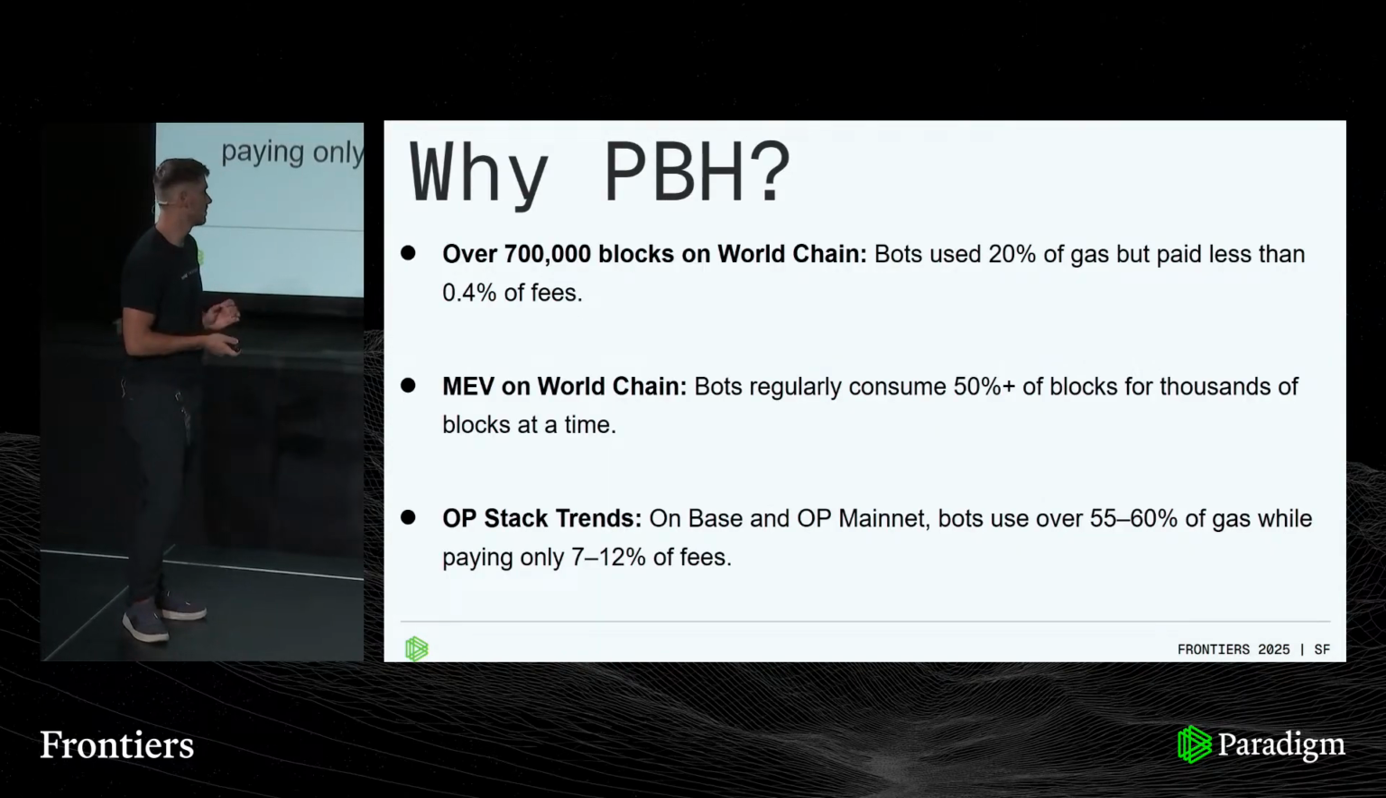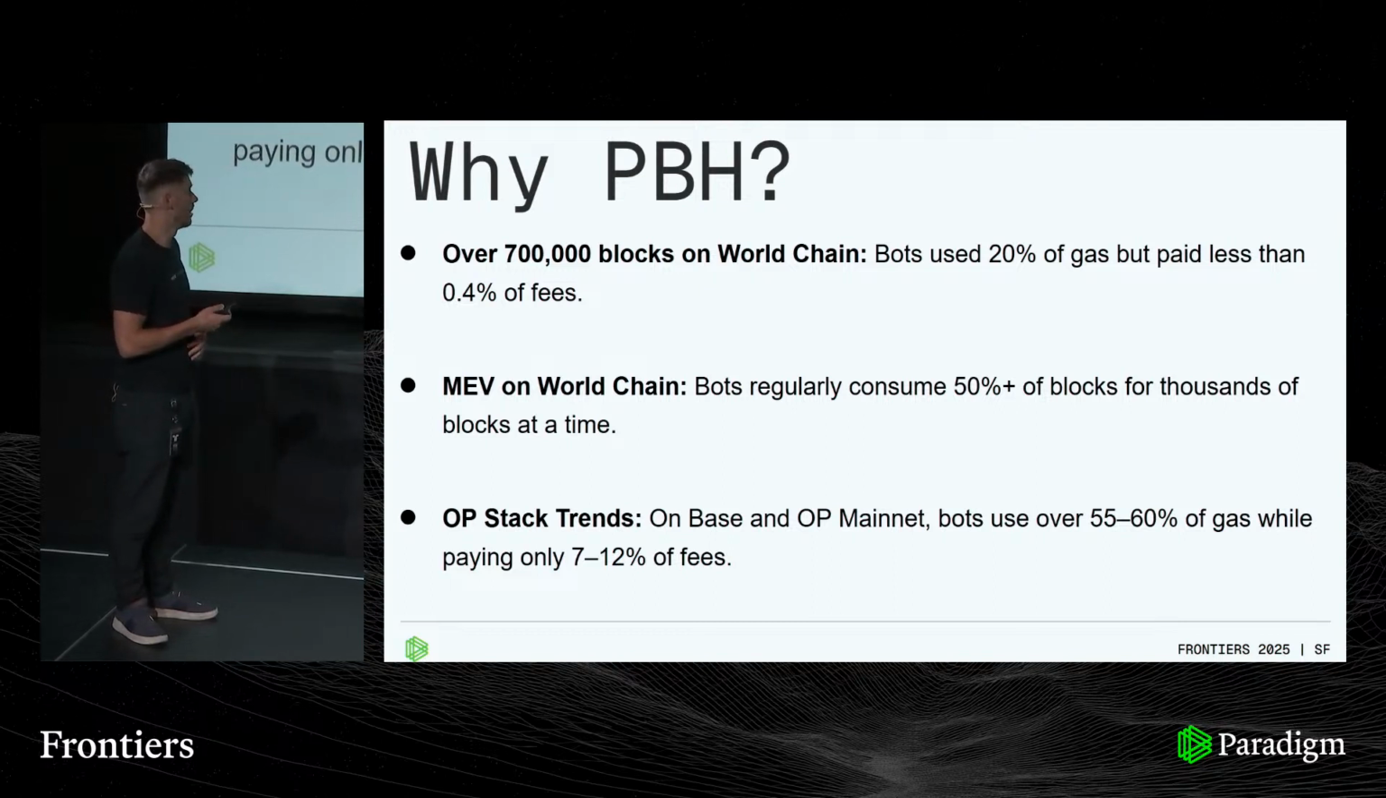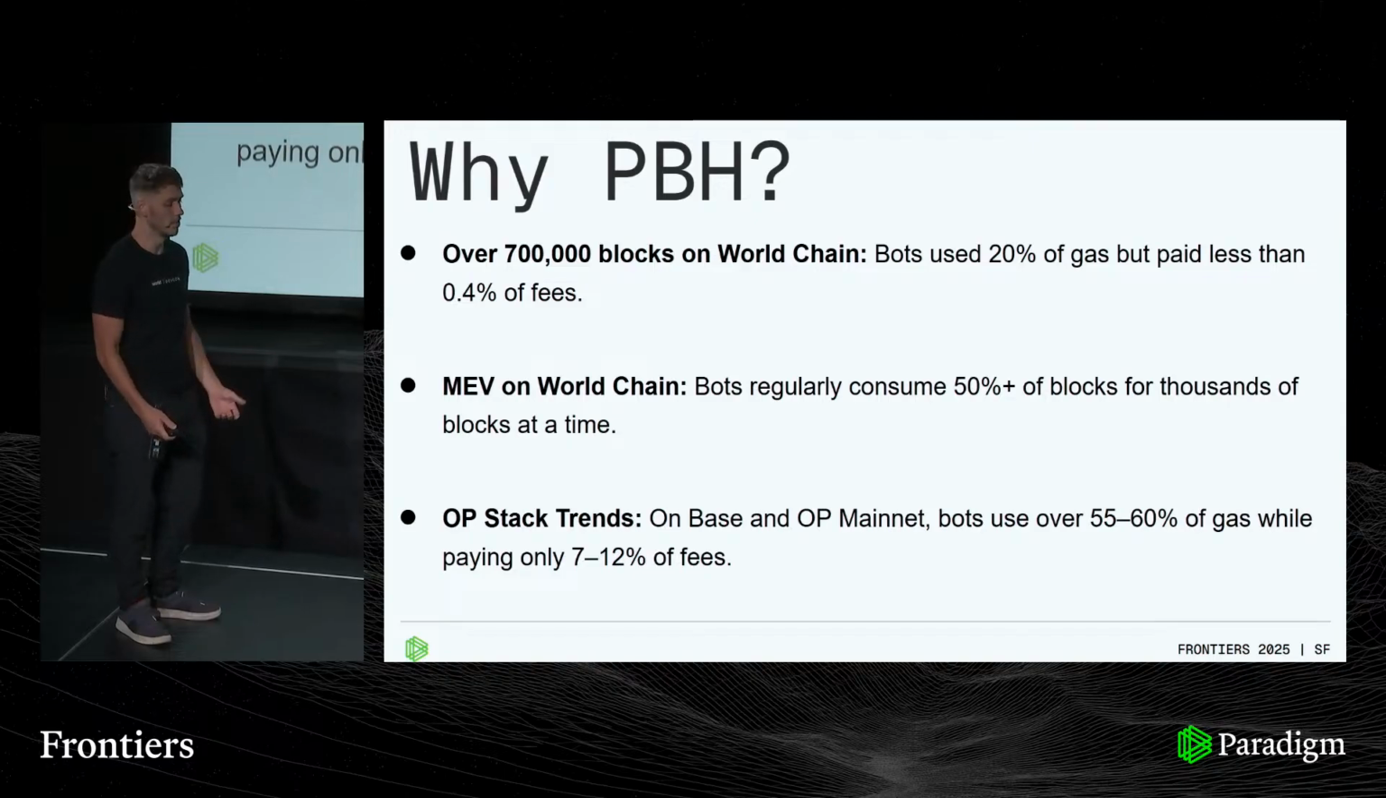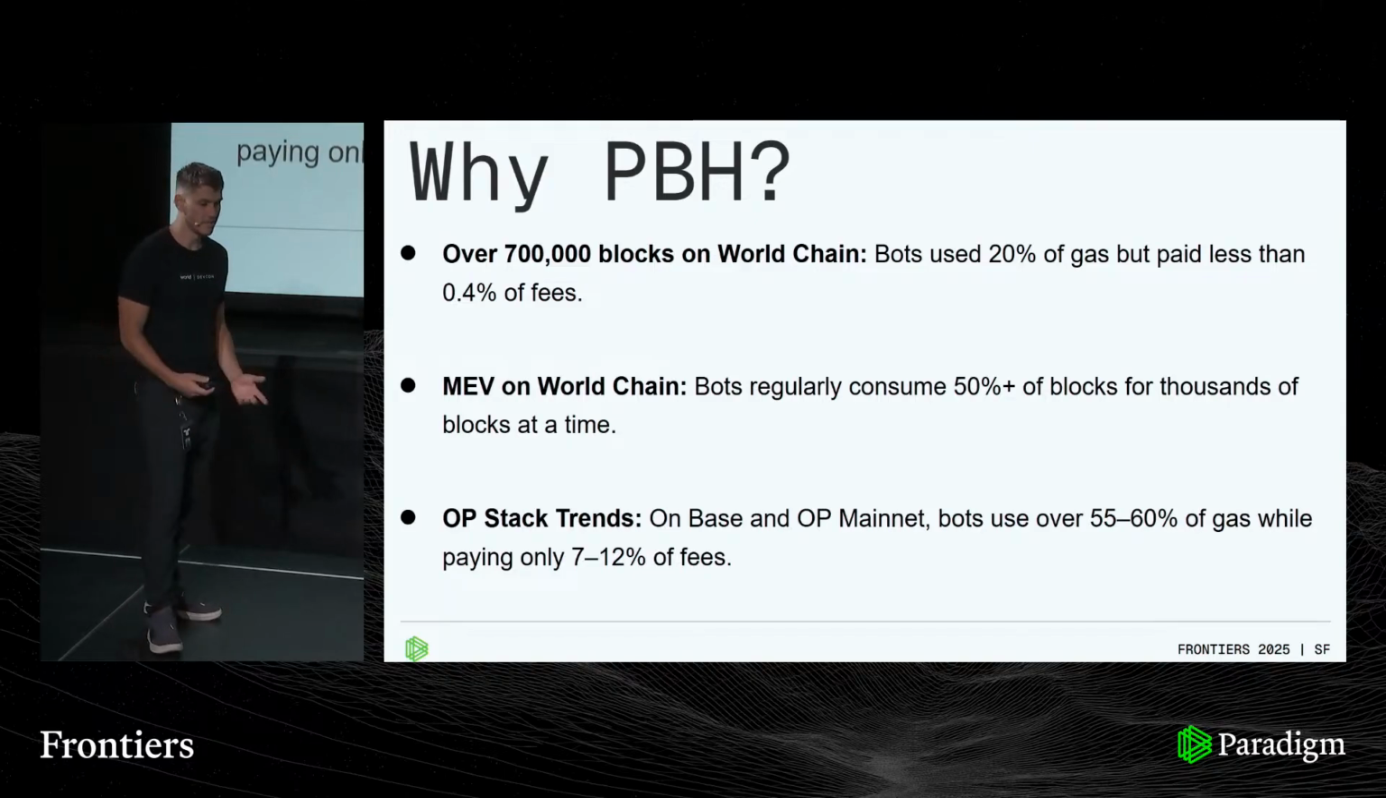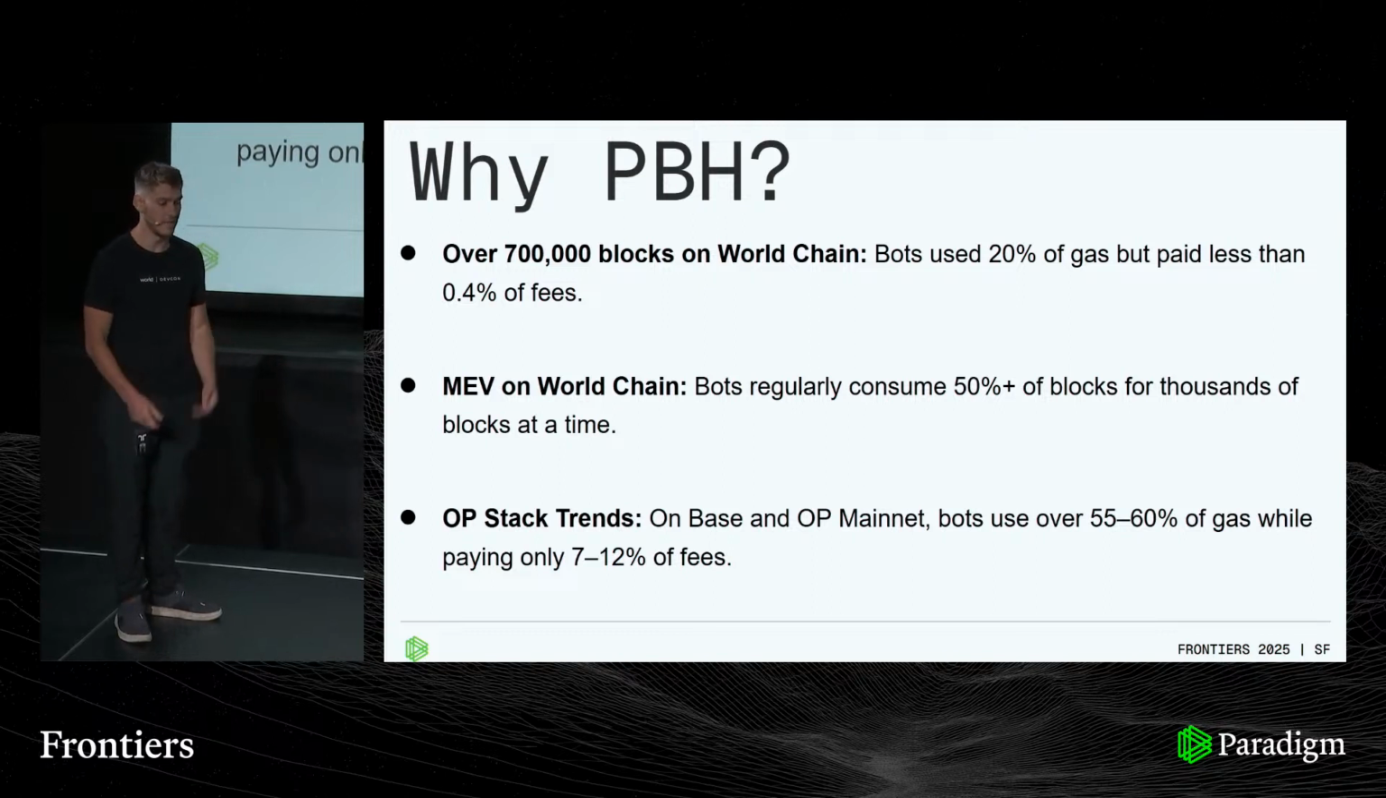So why PBH? What is the rationale behind PBH? We analyzed over 700,000 blocks on World Chain, and bots used 20% of gas but paid less than 0.4% of fees. Bots and automated systems regularly consume over 50% of the block, and this is a general OP stack trend. We see automated systems spamming priority fees to try to target one specific point in the block, and it crams block space, and everyday users have to pay higher fees and see longer latency as a result.